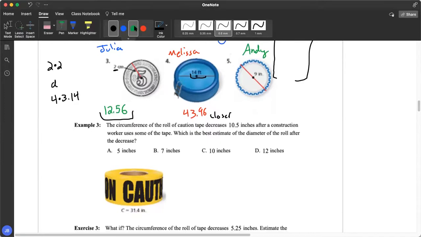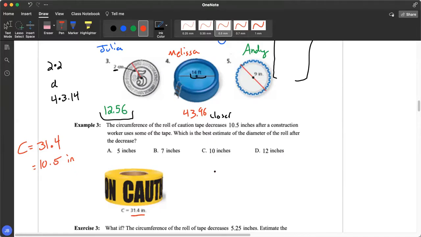This one says that the circumference of the roll of caution tape decreases 10.5 inches after a construction worker uses some of the tape. What's the best estimate of the diameter of the roll after the decrease? So it says here the circumference is equal to 31.4 at the start. And then the circumference decreases 10.5 inches. So now what's the best estimate of the diameter of the roll after the decrease? So we had 31.4 and now we have 10.5.